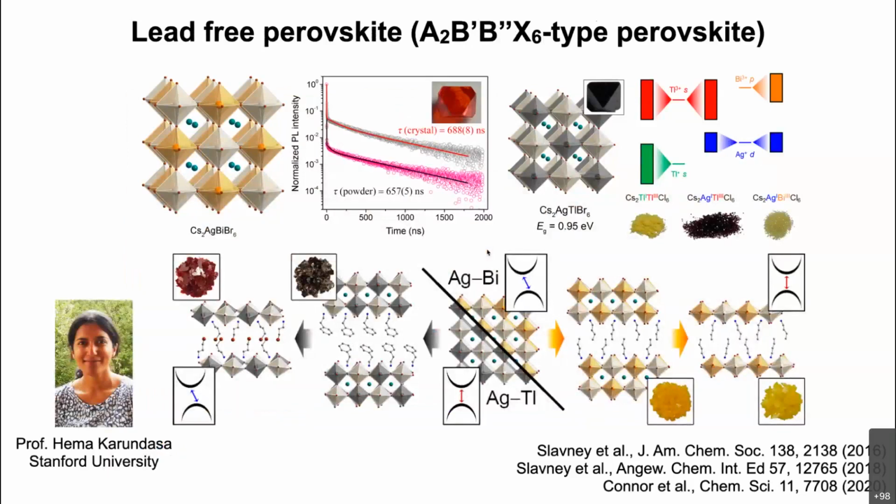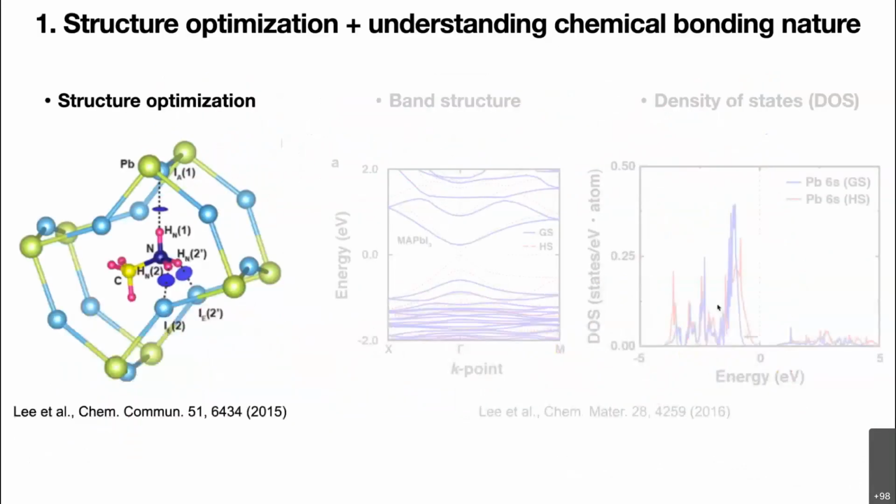Also, many researchers have extensively studied lead-free perovskites, such as this material. My collaborator, Professor, synthesized this material by replacing lead atoms with non-toxic silver and bismuth atoms, and they can also tune the band structure and optical properties. So I hope these materials can replace the current materials that include lead atoms. Okay.